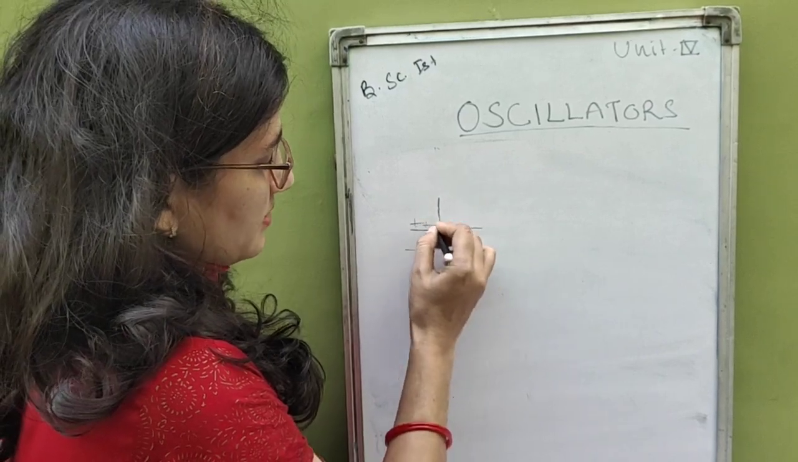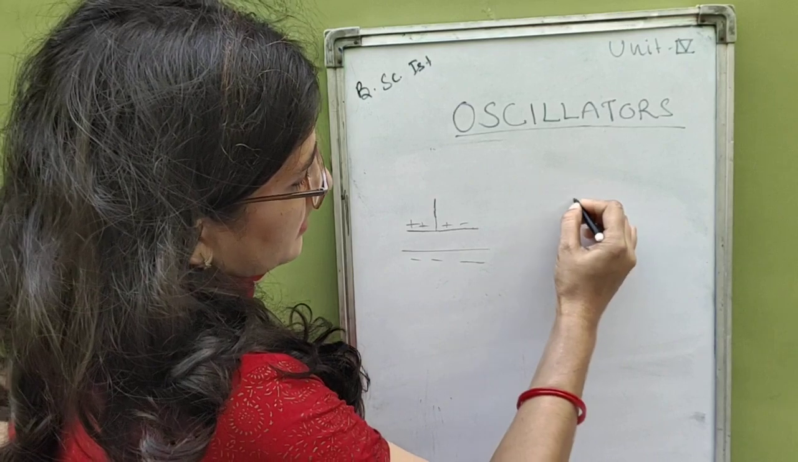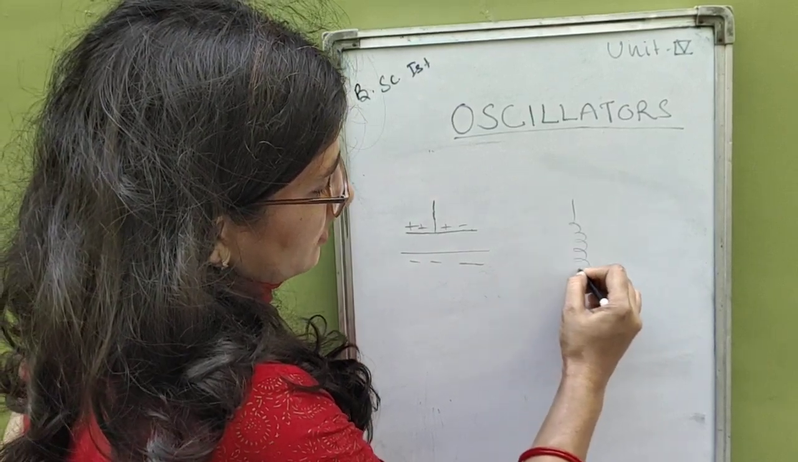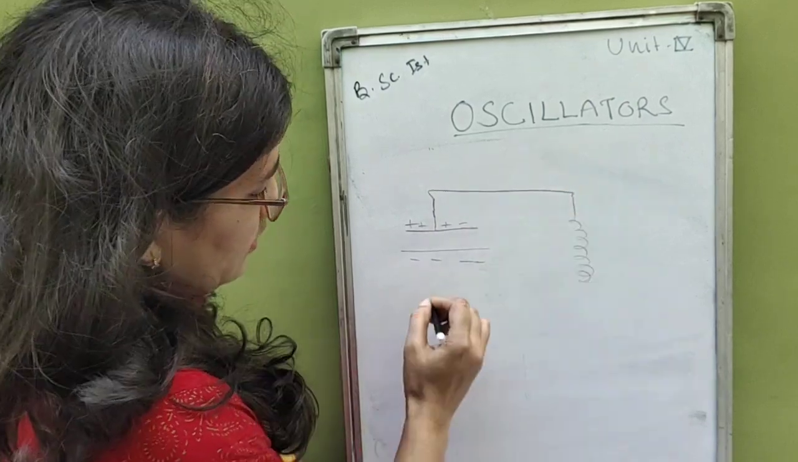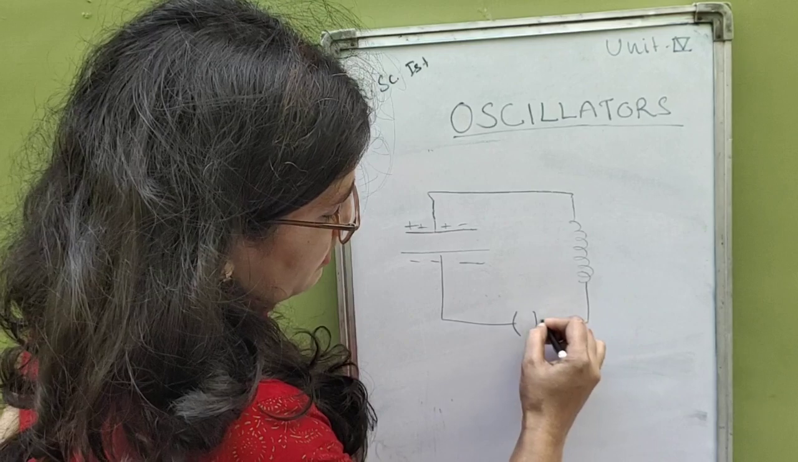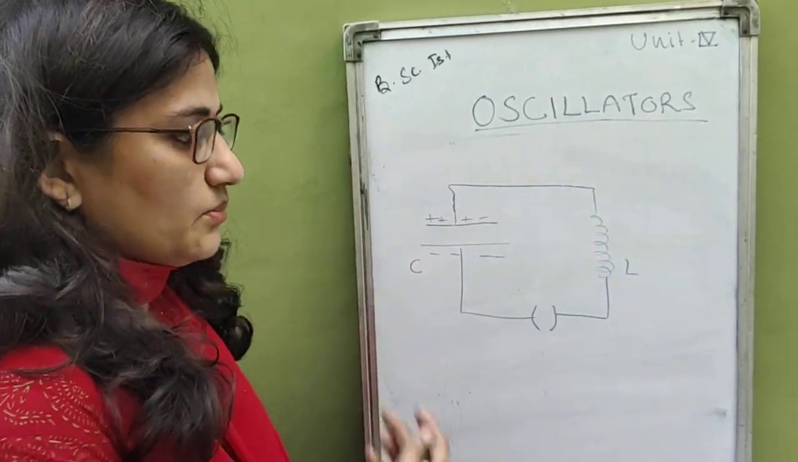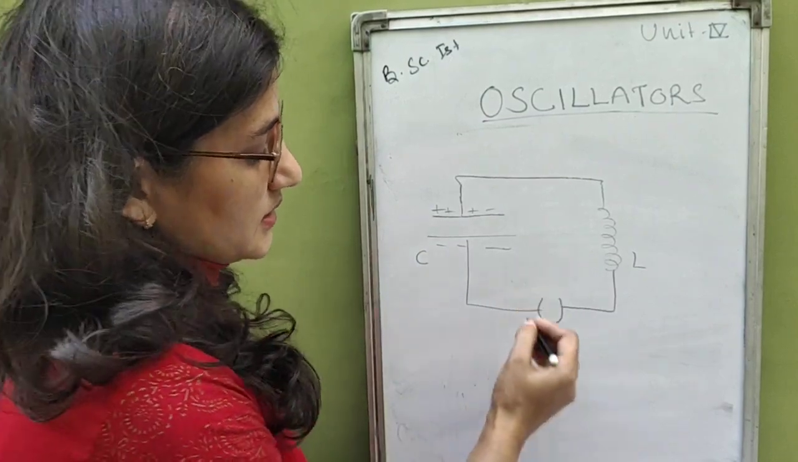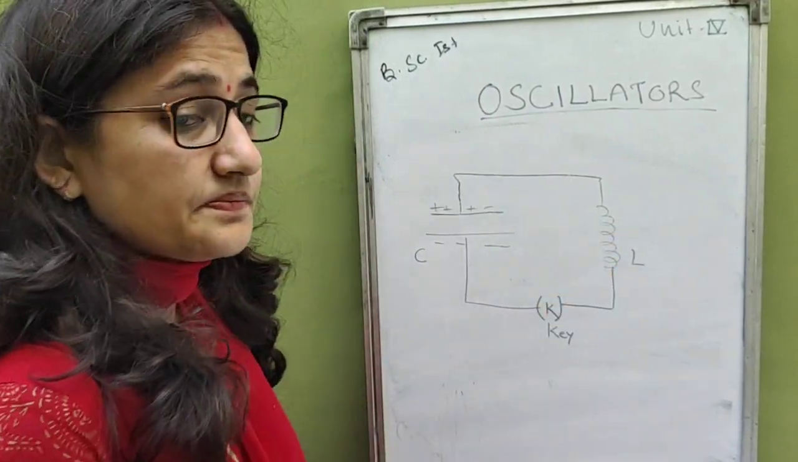One is the positive plate, the other is the negative plate. So this is the capacitor, and here is the inductor. The inductor consists of different coils, and both are connected in parallel through some key. This is the parallel combination of the capacitor and the inductor, and both are energy storing devices. This is the key, represented by K.